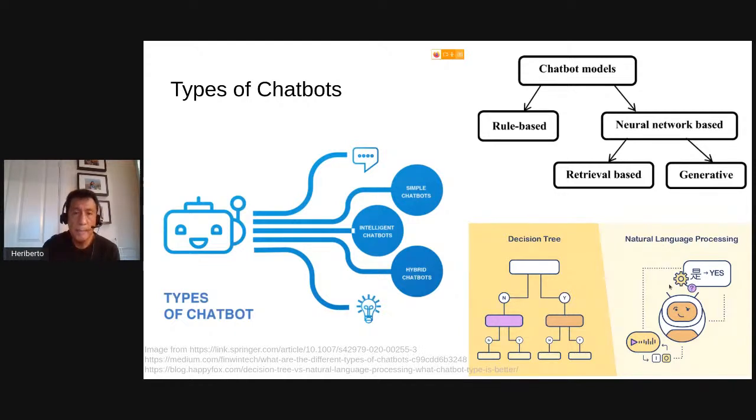Okay, so let's summarize the types of chatbots. Simple chatbots are typically in the rule-based category, although notice that they may not be simple. Intelligent chatbots can also be referred to as neural network-based, machine learning-based or NLP-based. And if they are AI-based, they can be retrieval-based or generative. If you want the best of both worlds, AI and rule-based, then we can have hybrid chatbots that combine them both.